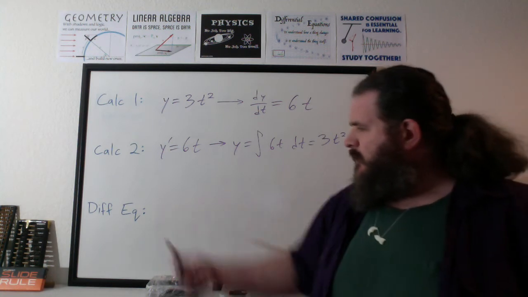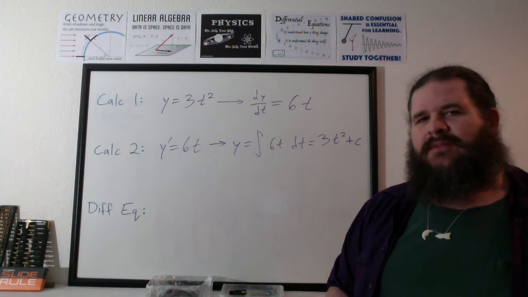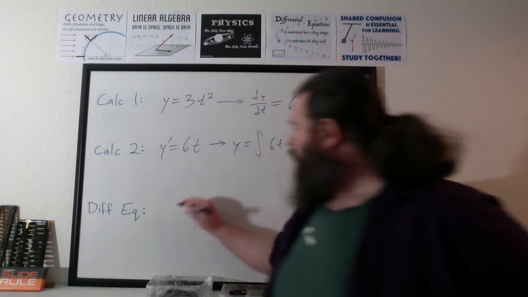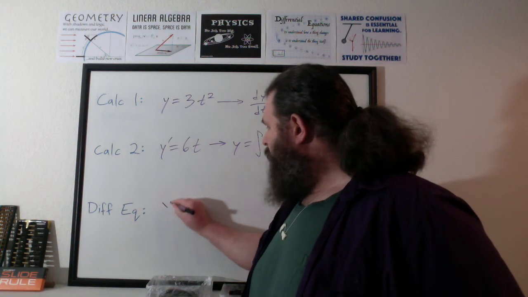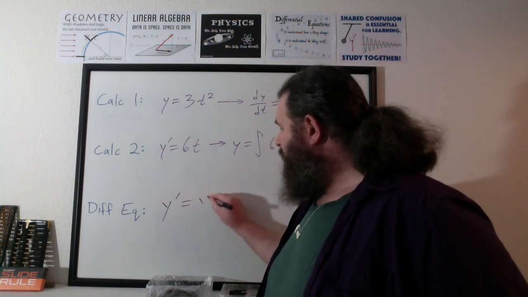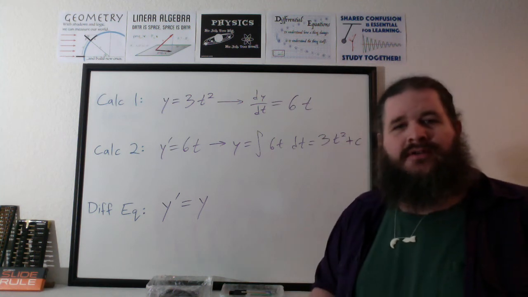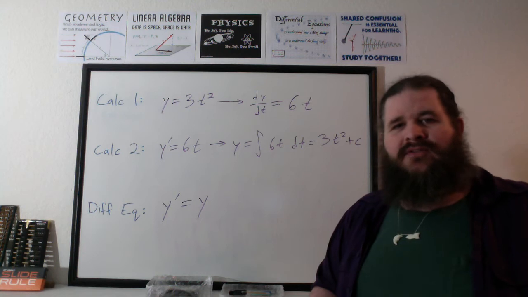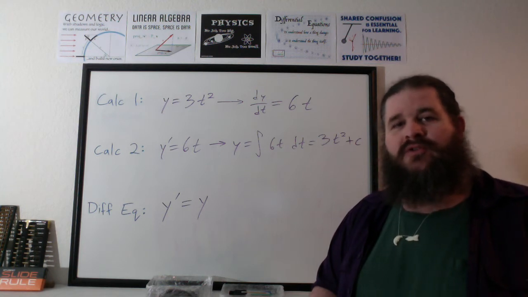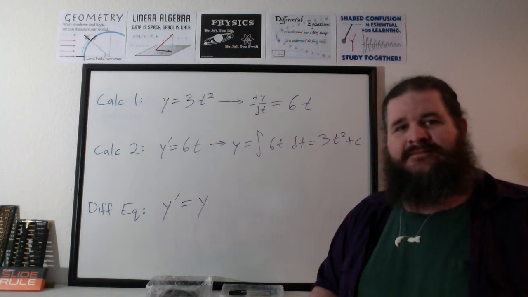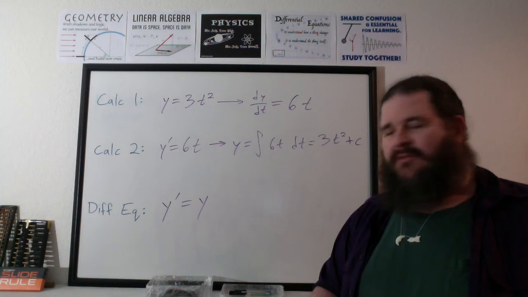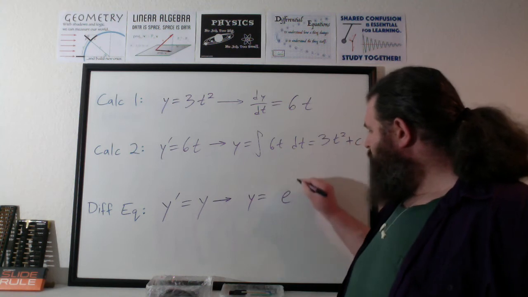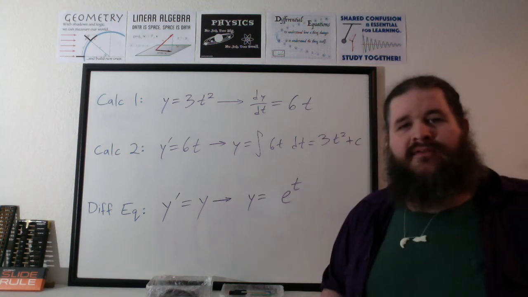For example, one particular differential equation, probably the simplest possible differential equation that doesn't just resolve to a Calc 2 problem, would be, let's say you happen to know that y prime equals y itself. You've got some function whose derivative equals the original function. Take a moment to think back to what you remember from calculus. What's a function whose derivative is itself? If you remember from calc, that should be e to the t. However, that's not the only one.